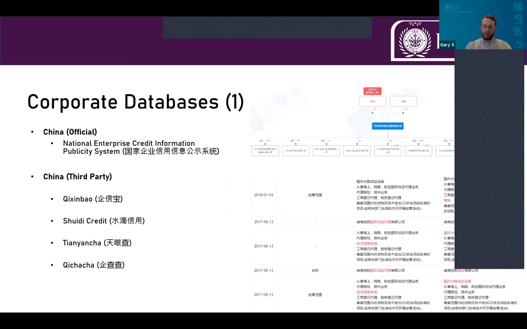So for a lot of these companies that are, for example, based in China, where we start is we look at the corporate databases in China. Now, there's the official one, the National Enterprise Credit Information Publicity System. But in my experience of using this, it can be temperamental if you're trying to access it from outside of China, where it will suddenly give you an error message and you get a lot of 404 errors.